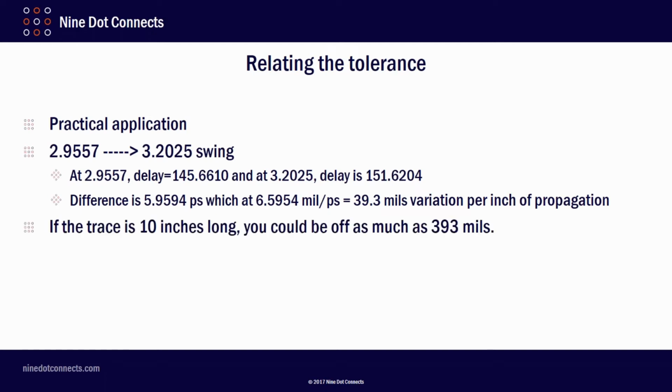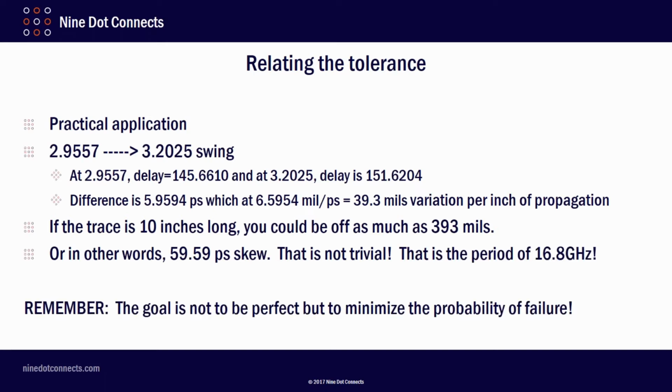So if you have a trace that's 10 inches long, you could be off as much as 393 mils, depending upon which one of these numbers you picked. In the real world, what that translates to is 59.59 picosecond possible skew. That is a period of a 16.8 gigahertz signal.